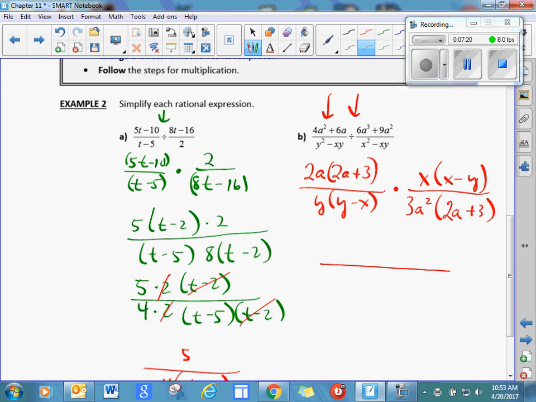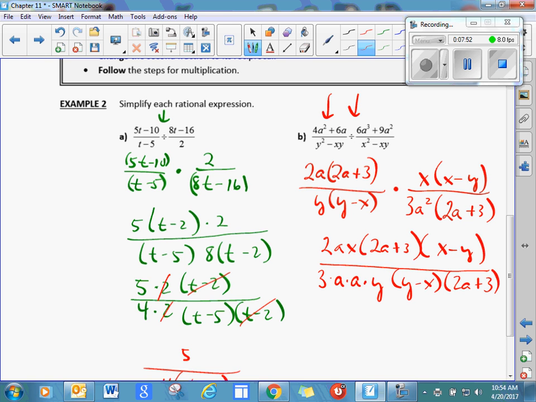Okay, I need a single fraction bar, and I've got to figure out what I'm going to do here. All of these two-term polynomials, I'm moving to the back end. I'm moving my 2 and my a and my x to the front. So 2ax, 2a plus 3 times x minus y. Same thing in the denominator. I have 3 times a, there's the a squared, times y minus x times 2a plus 3. This just makes it easier for me to see what I can cancel. If you skip this step, I hope you can do it accurately.